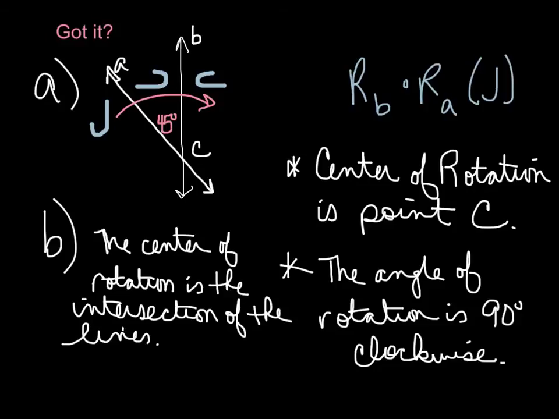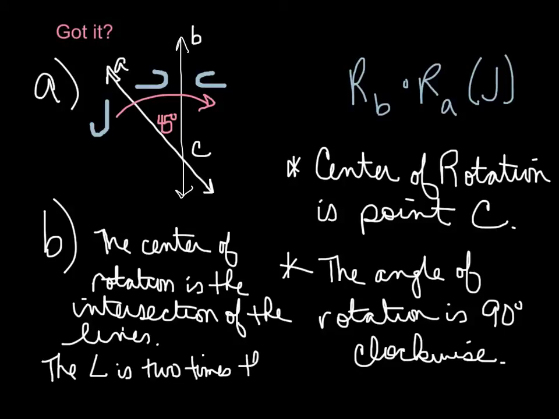So by looking at this picture, line A and line B intersect at point C. That's how you always get the intersection, point C, as being the center of rotation. The angle of rotation is always two times the measure of the angle that's formed by the intersecting lines.